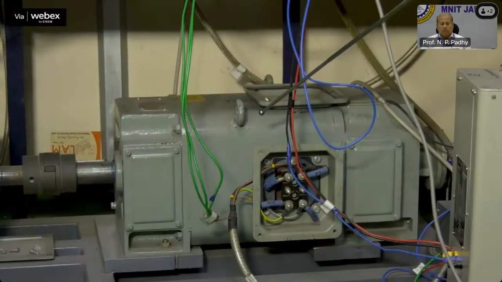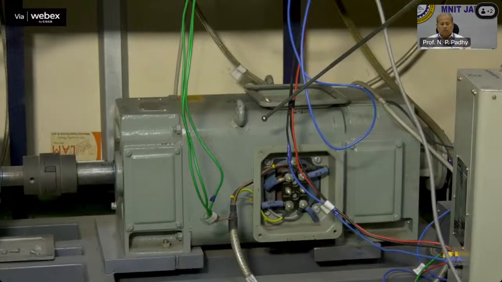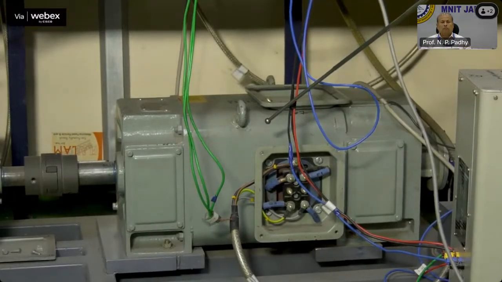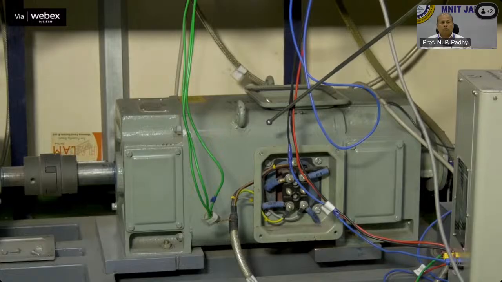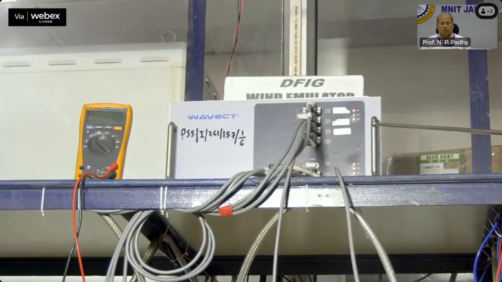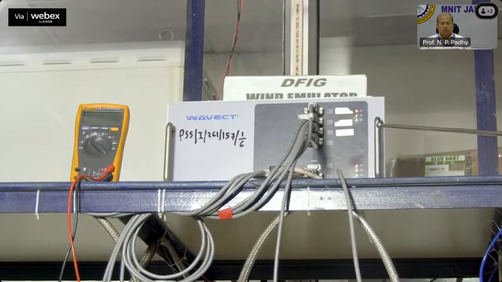Now, the induction generator of 2.2 kilowatt rated is operated through the field programmable gate array FPGA based controller. Wavect FPGA controller of firmware version WCU10081E is used, which is capable of sensing 8 voltages and 8 current signals along with 8 PWM pulses.